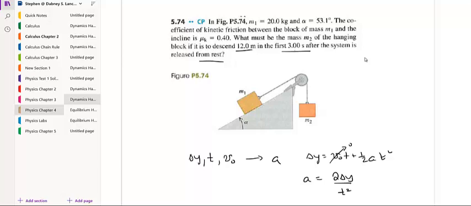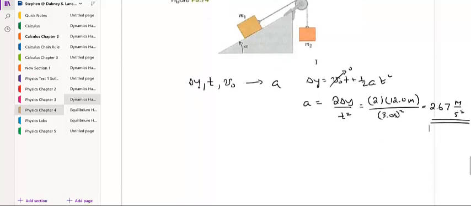So we multiply both sides by 2, divide both sides by t squared. So you get 2 times delta y, which is 12 meters, divided by 3 seconds squared. To achieve that end goal here, we have to have an acceleration of 2.67 meters per second squared, which is good because this number has to be less than 9.8 or it's not going to work out. Okay, so now we know the acceleration.